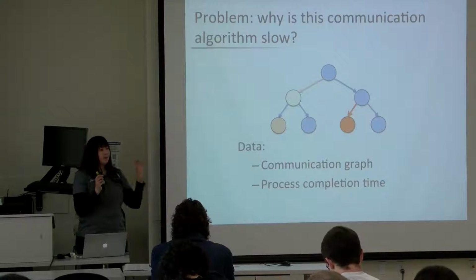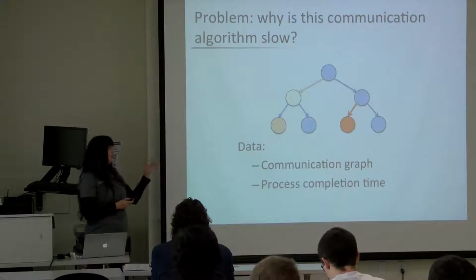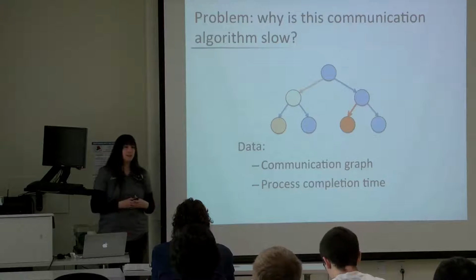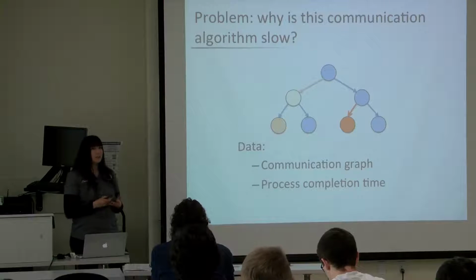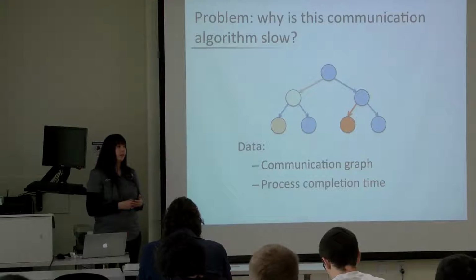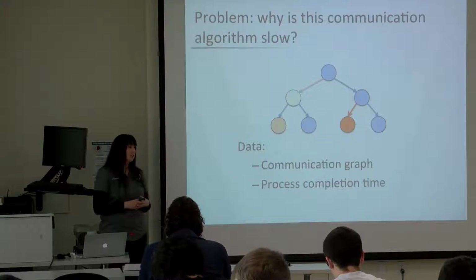I know that some of those process-to-process messages are going to be heavy. They're going to have a lot of bytes, and I'm going to draw those thicker and maybe colored. And I also know how long it took the processes to complete. So the ones that are more orange took longer time. And if they're taking a long time, everybody else has to wait for them. So we're not using resources as well as possible, and we're not running as fast as possible.